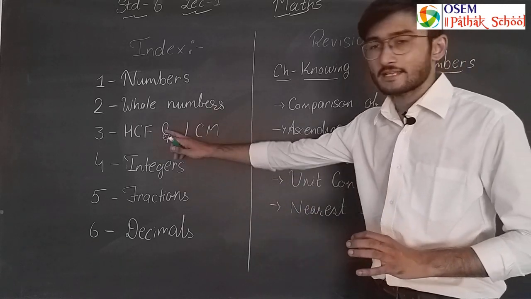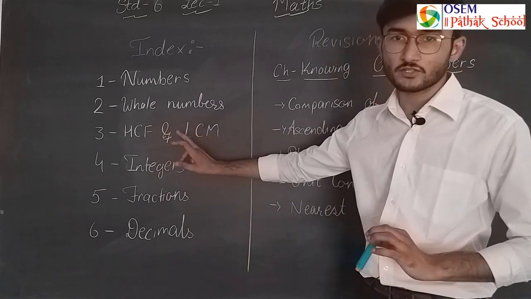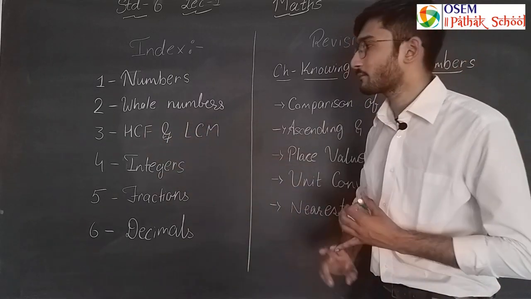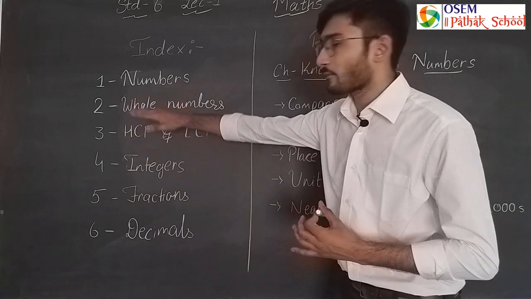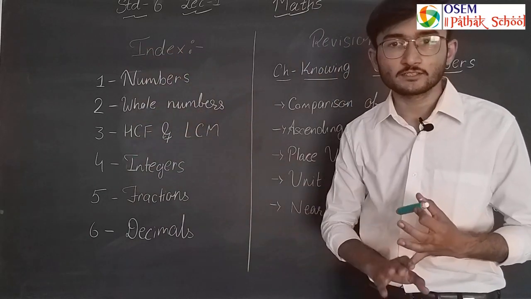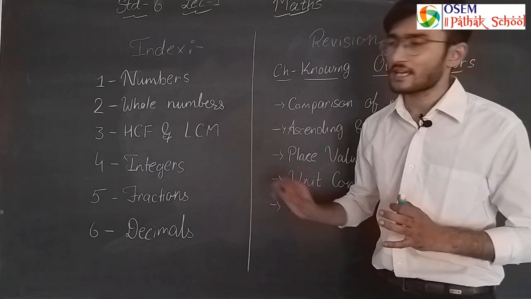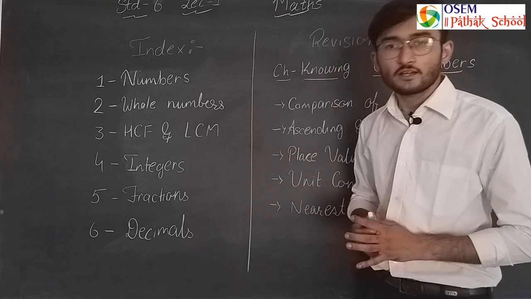Then comes HCF and LCM, highest common factor and lowest common multiple. Here, from a bigger number you will be going through the factors of that number, and then comes the lowest common multiple, LCM.